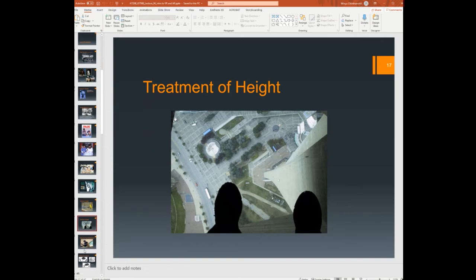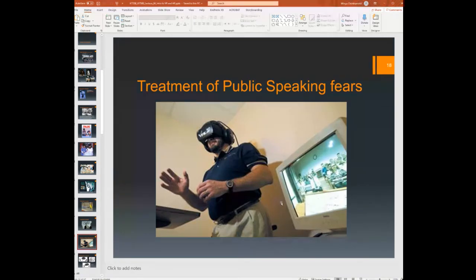So that's one, and this one is also used for a lot of treatment for public speaking. This is his view, what he's seeing outside. Remember, he does not see a fixed image here because his head is being tracked, how he rotates and how he moves his head, so that the image that appears to him appears stabilized in space. You can see the audience in front of him. This is just to practice his public speaking.